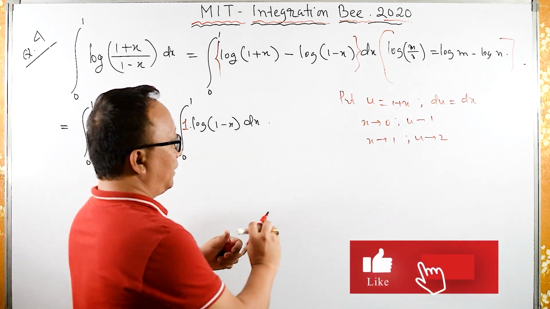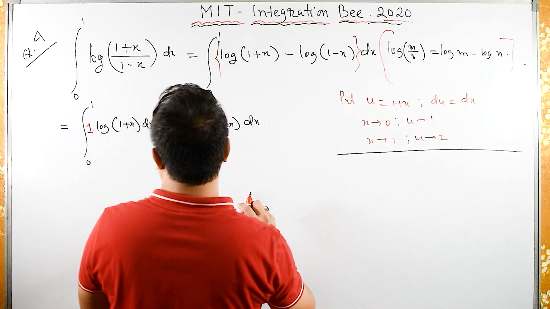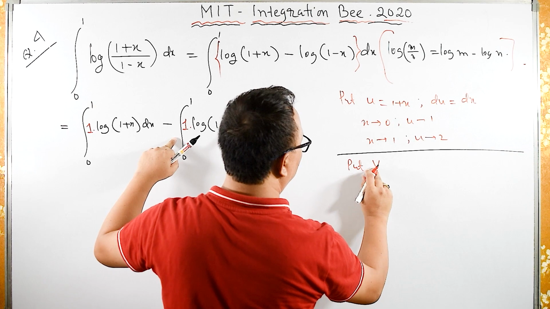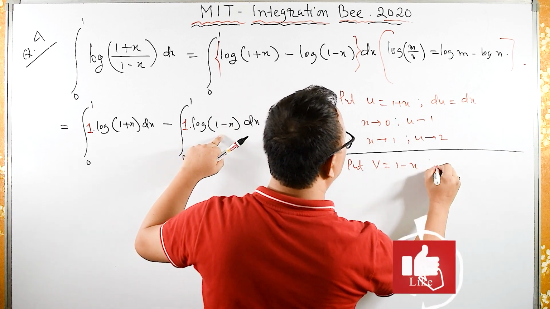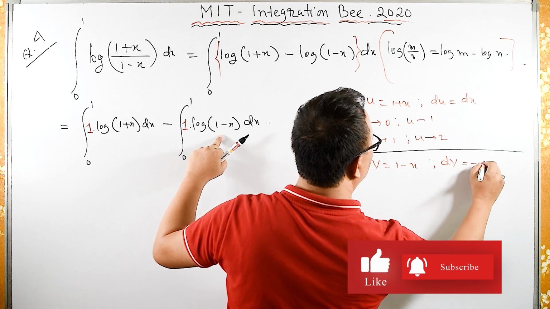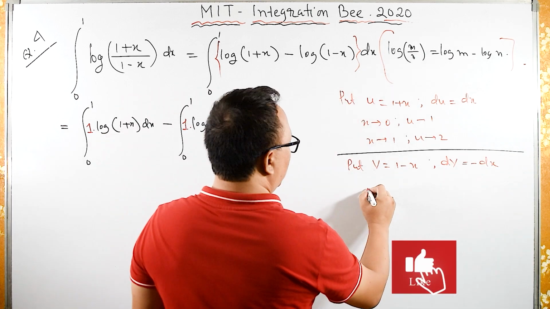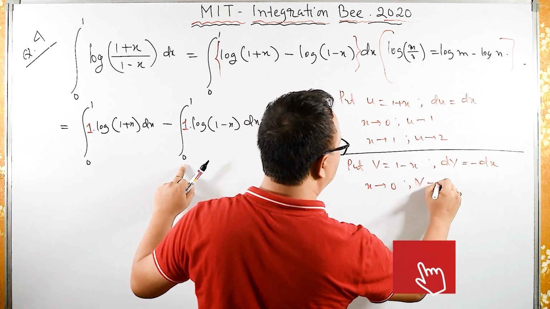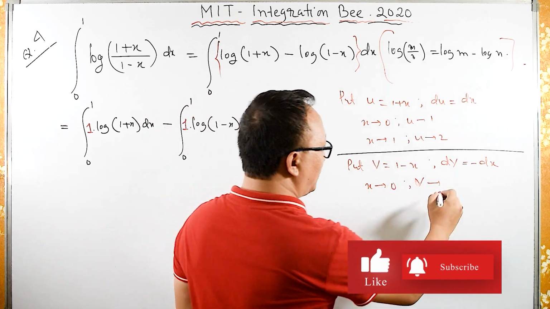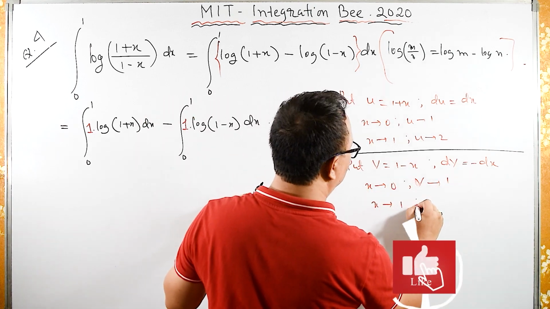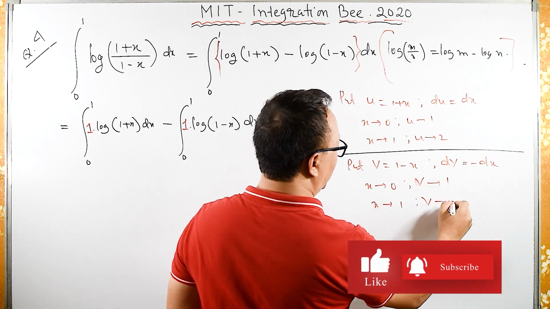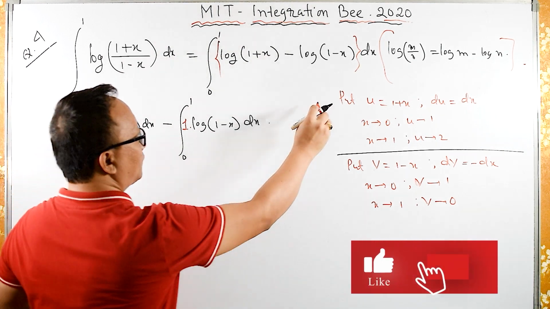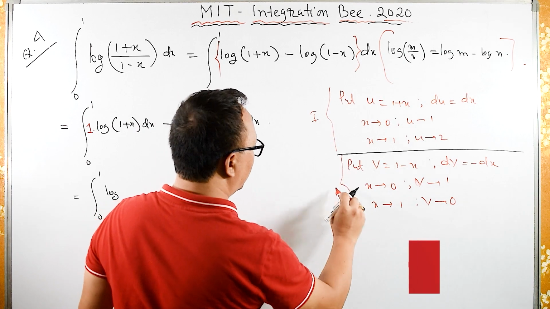And then for the second one, I will substitute v equals 1 minus x, then dv equals minus dx. When x tends to 0, v tends to 1. When x tends to 1, v tends to 1 minus 1, which becomes 0. This is for the first integral and this is for the second.